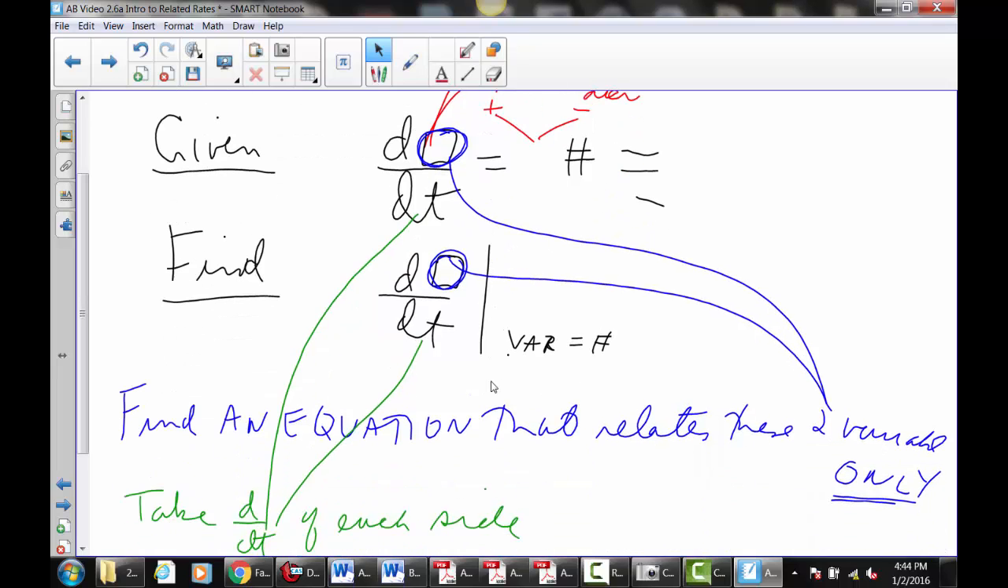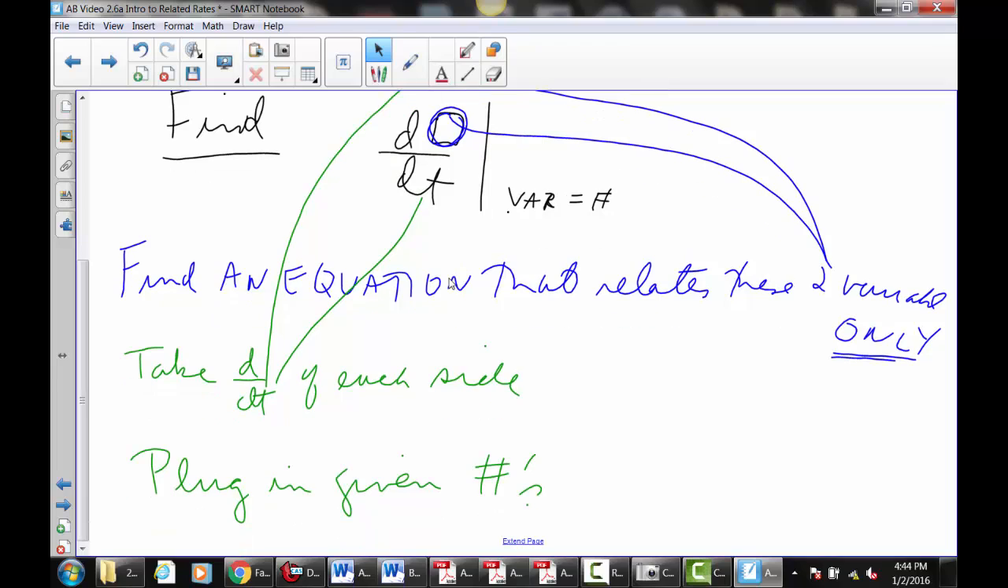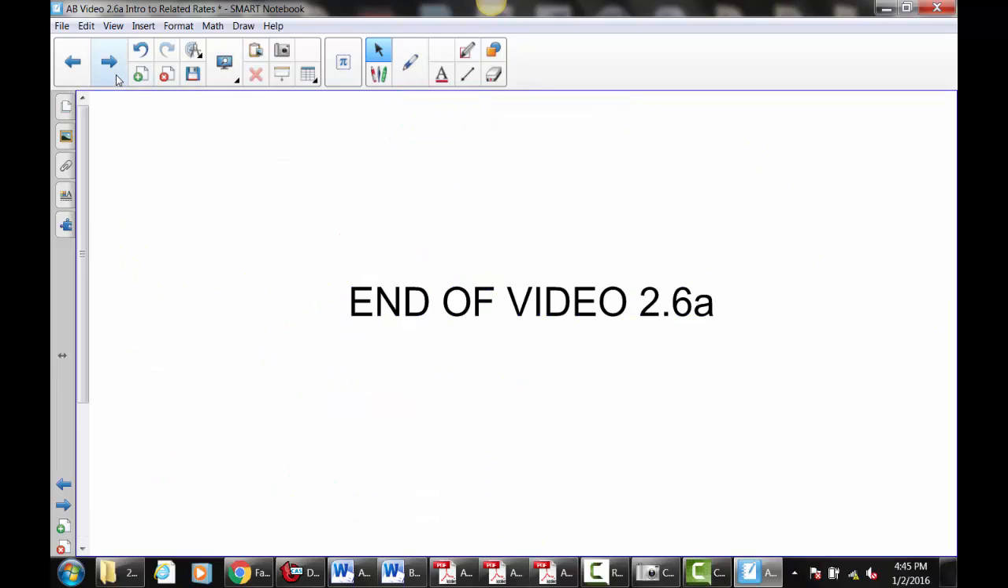Write them down. They're then going to ask you to find another rate, d something, usually dt, and usually when a particular variable equals a number. It's going to be up to you now to find the equation that relates the two variables in these two numerator positions. After you've done that, you're going to take d/dt of each side and then plug in the given numbers. And we'll be looking at that in the next video.